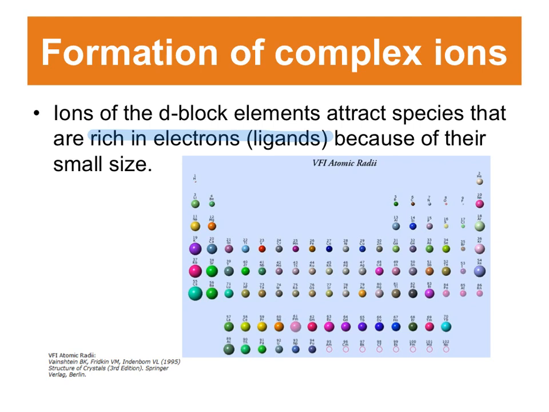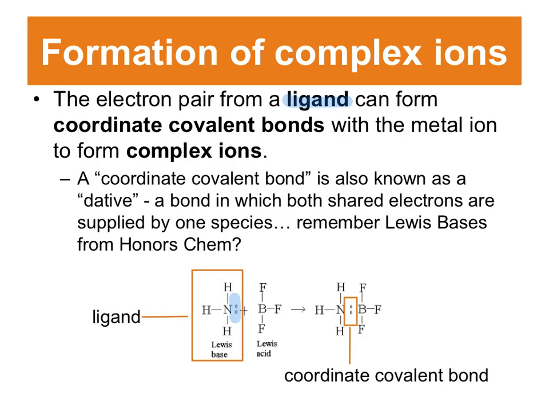There is actually a special term for a species that is rich in electrons, and that term is a ligand. So ligands are anything that is rich in electrons. First let's look at this example of a ligand. This is ammonia, and you see the free electrons are going to make it good at being a ligand as it goes into forming a complex ion.